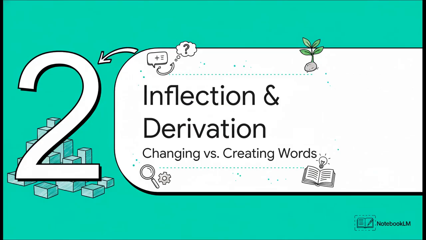Okay, so we have our building blocks. We know what they are. But how do we actually use them? Well, it turns out there are 2 main ways we do it. One way just kind of tweaks a word's grammar, while the other creates a brand new word entirely. This is the difference between inflection and derivation.